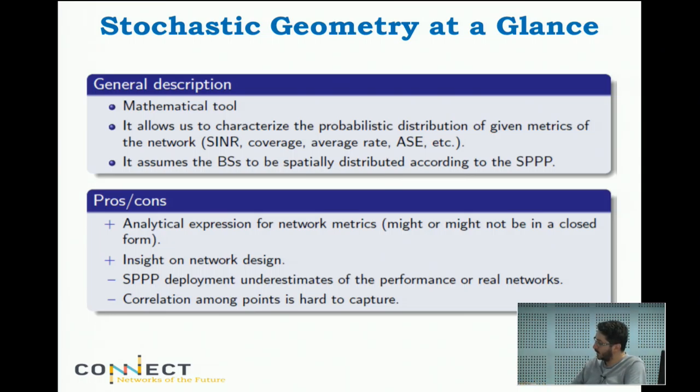The problem, at least from what we could see when using the spatial Poisson point process, is that this kind of deployment model underestimates the performance of a real network. In a sense, it lies on the other extreme of the spectrum as compared to regular deployments. So when you use this honeycomb or, say, a regular square grid kind of deployment, you will tend to overestimate the performance of the network. So say throughput, you will tend to think that throughput is higher than what it actually is. So it's kind of a best case scenario. SPPP is on the other extreme of the scale, so it's kind of underestimating the performance. It's kind of a worst case scenario.